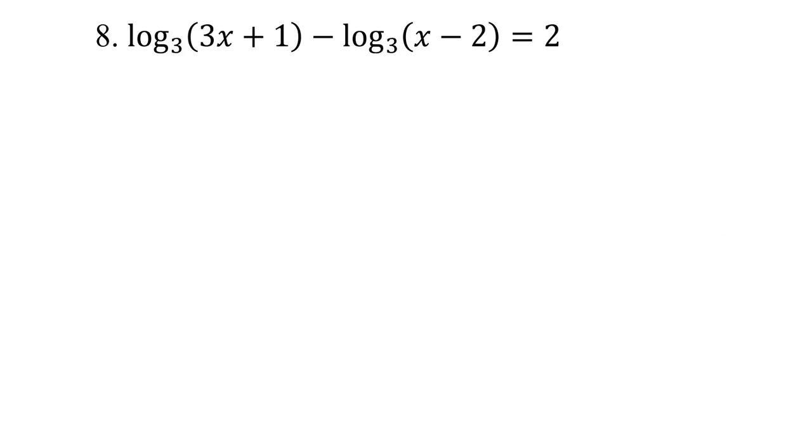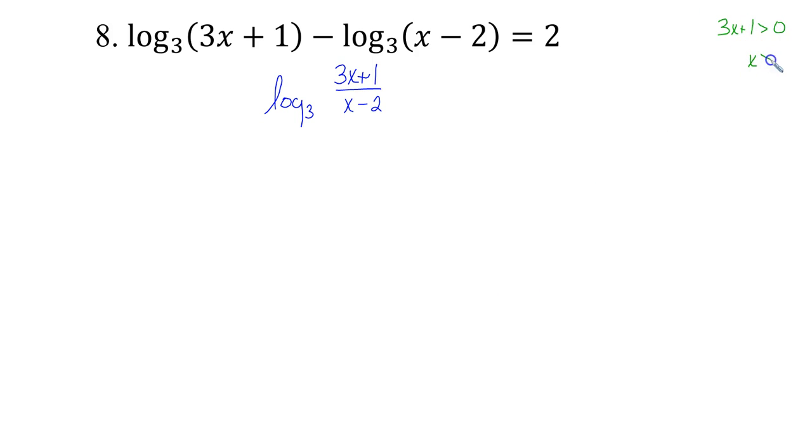Let's look at one more of these problems, maybe 2. We're going to take the left side again and condense because we do not have logarithms over here. On the right side, we will be able to rewrite this in its exponential form. To condense these logarithms, we rewrite this as log base 3 of 3x plus 1 over x minus 2.